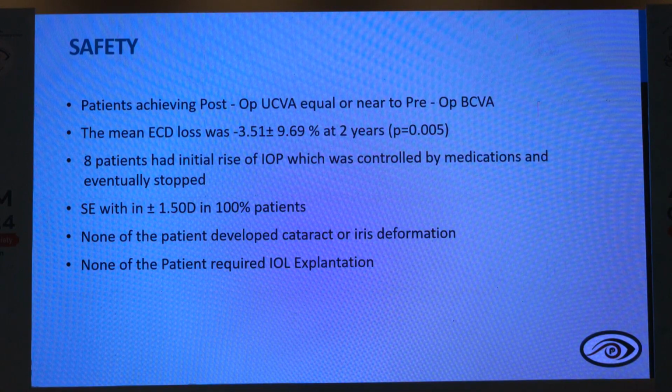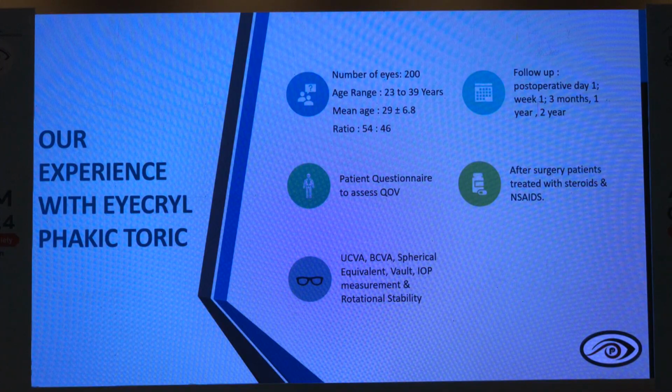Coming to the safety, the patients achieved post-op uncorrected visual acuity equal to the pre-op best corrected visual acuity. Endothelial cell loss was very, very less, minus 3.51 plus or minus 9.69. Eight patients had an initial rise in the IOP which was controlled by medication. Spherical equivalent was within 1.5 diopter in 100% of the patients. None of the patients in my case series developed cataract except one, a diabetic patient, who then required explantation. These are a few of our experiences with the acrylic phakic toric in 200 patients.